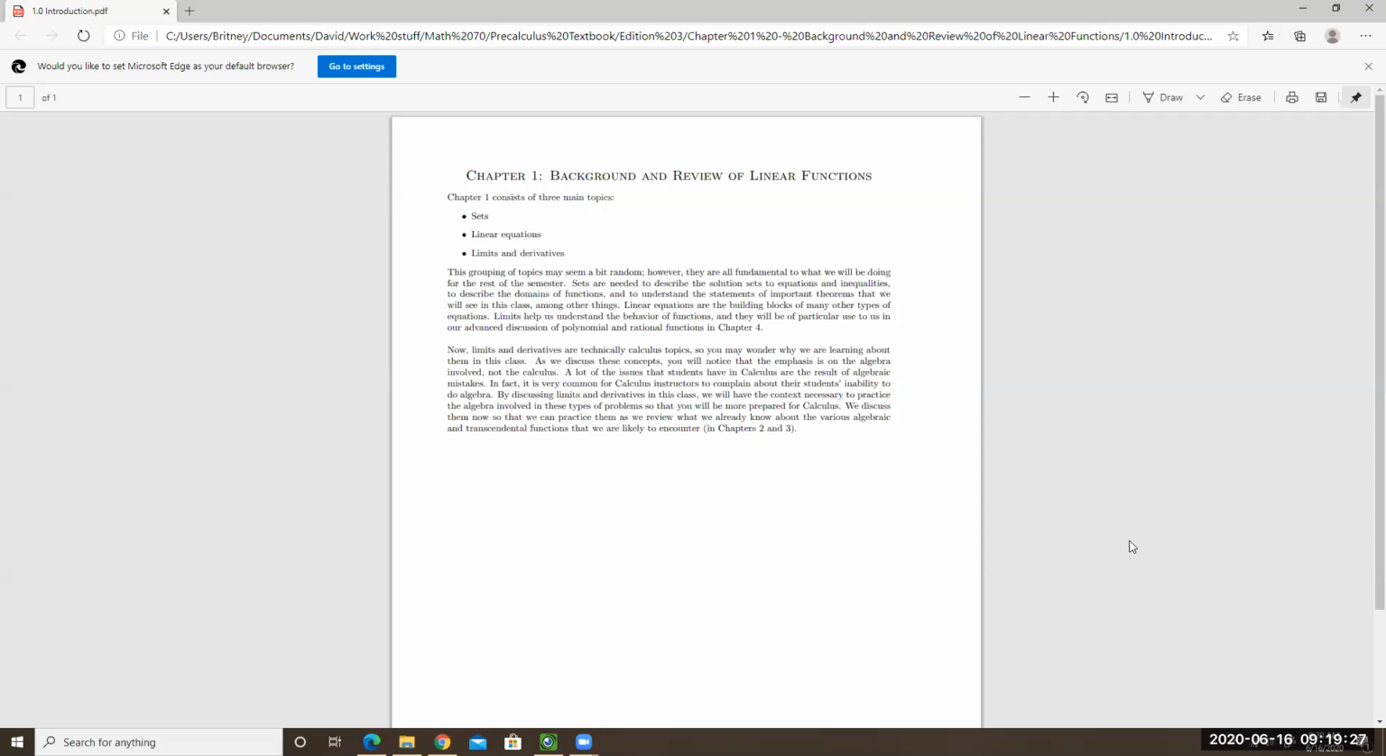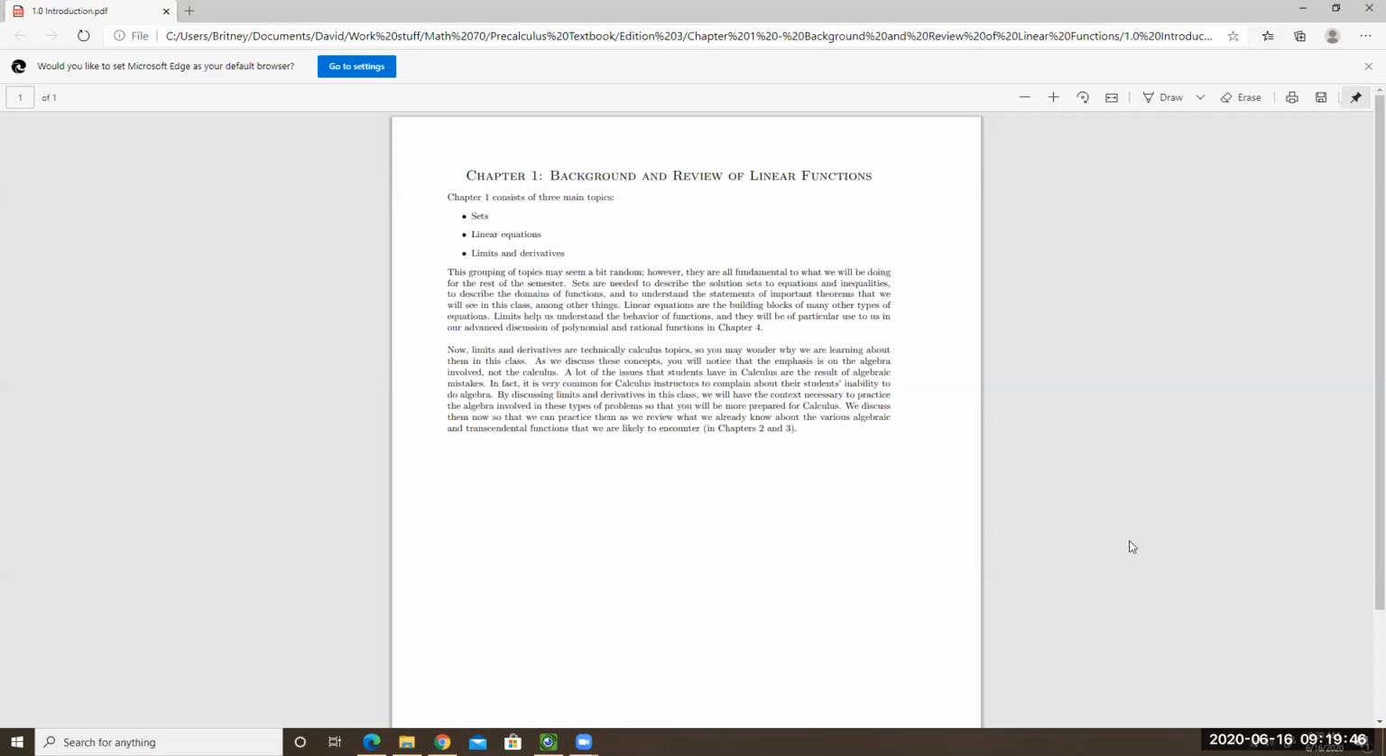Limits and derivatives are really a calculus topic. The focus in this class is going to be on the algebra behind those concepts. So we're really not aiming to get a deep conceptual understanding of limits and derivatives, because that will be something that you will do in your calculus class.